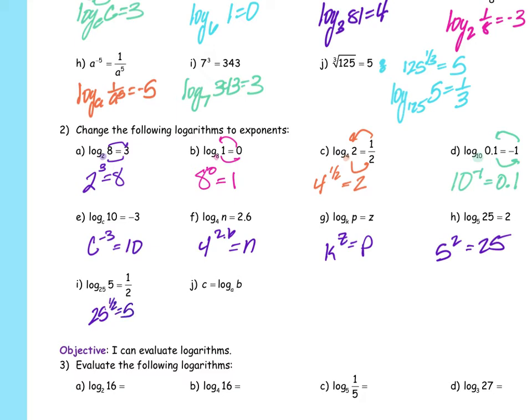And then the last one, just because my log is in a different place doesn't mean I change it. I'm still going to go with my base of my log. My base of the log is A, and then these switch. So A to the C equals B. Are there any questions? Awesome, you guys are doing great.